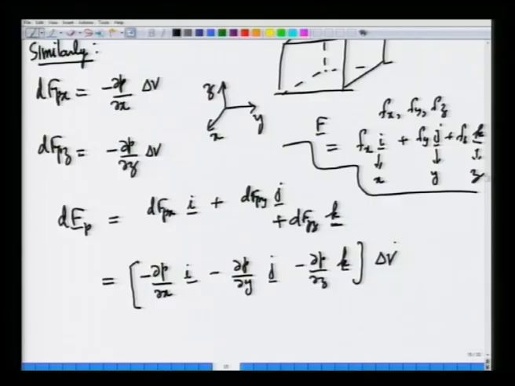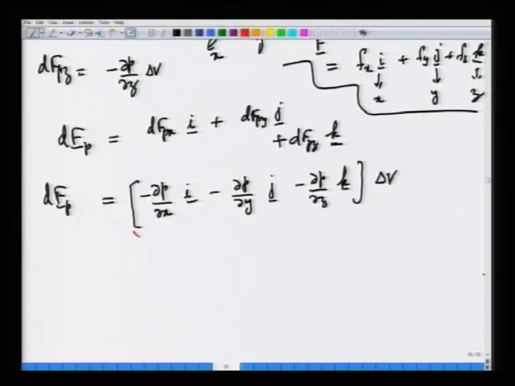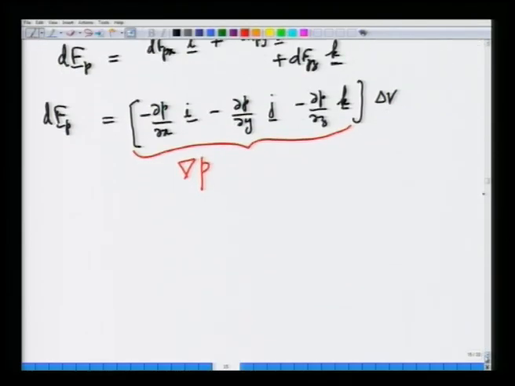For those of you who have taken elementary courses in engineering mathematics, where you would be dealing with vector calculus, you would recognize that this is nothing but what is called the gradient of p. I will just take a couple of minutes for those who are not familiar with this concept. So, gradient of a scalar quantity, what does it mean physically?